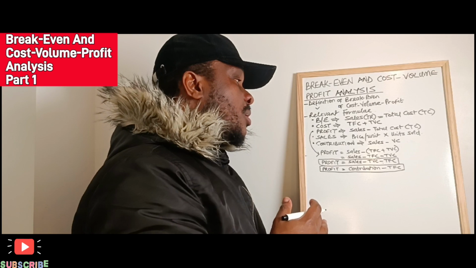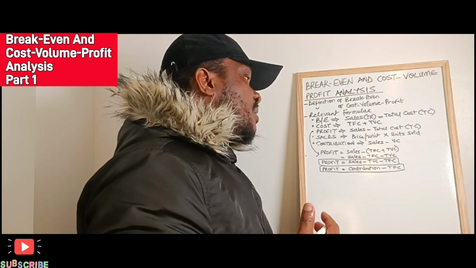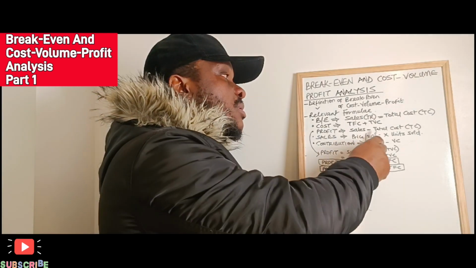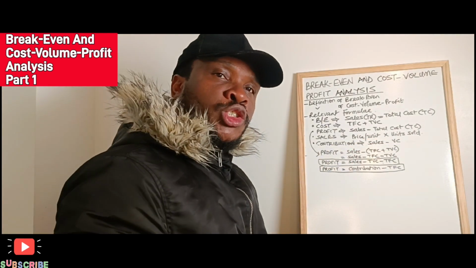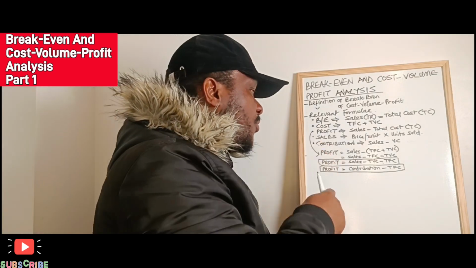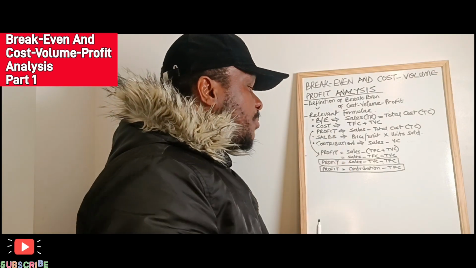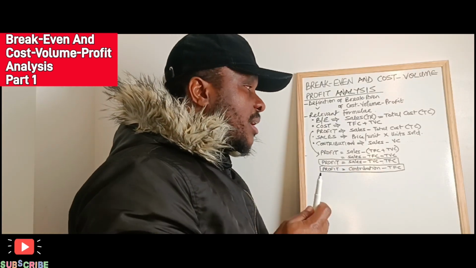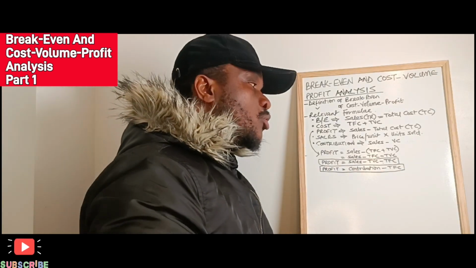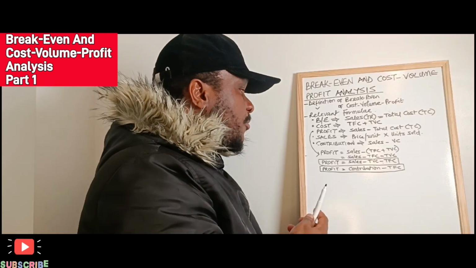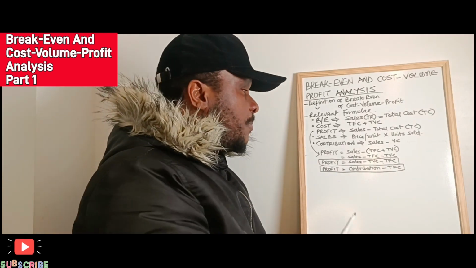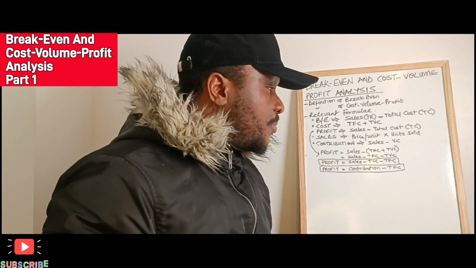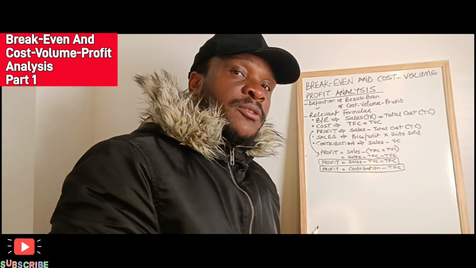In case you are asked, what is the formula for profit? The formula for profit is simple: sales less total cost. If you want to show skill, you can say profit is further simplified as sales less total variable cost less total fixed cost. If you want to show that you know it, say profit can be further simplified as contribution less total fixed cost.